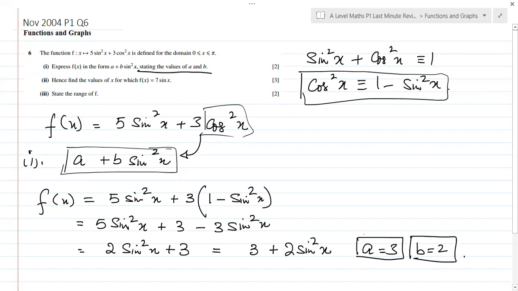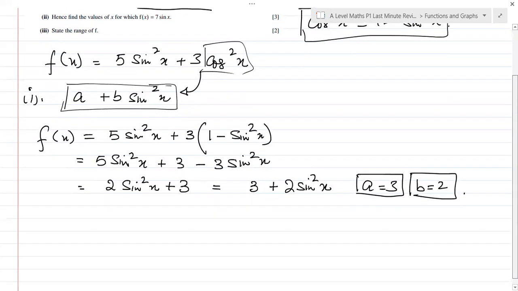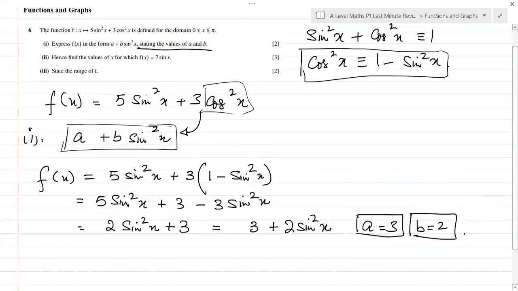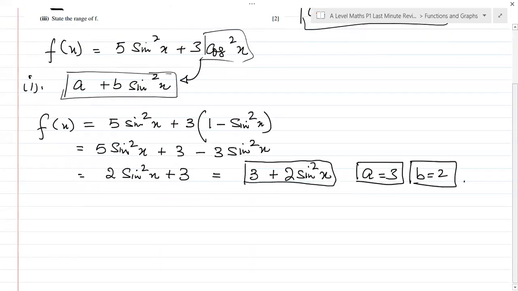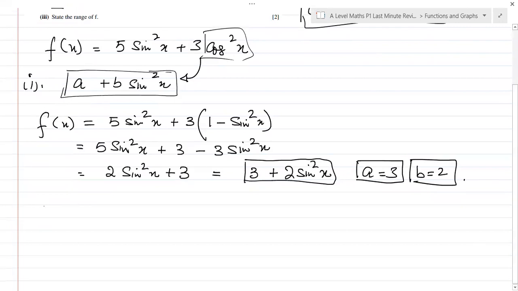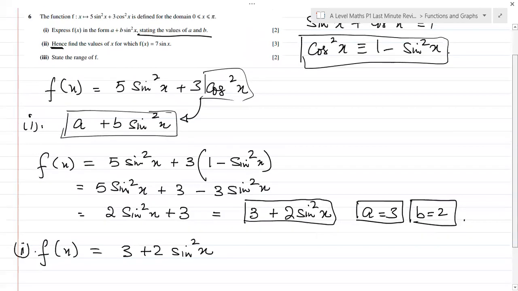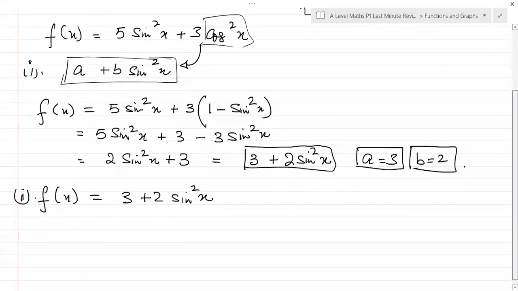Hence, find the values of x for which f(x) is equal to 7. It says hence. This means it's a continuation of the first part. So the first part we got this, so we are going to use this answer. So we have part 2. We got f(x) is equal to 3 plus 2 sine squared x, and that is equal to 7.